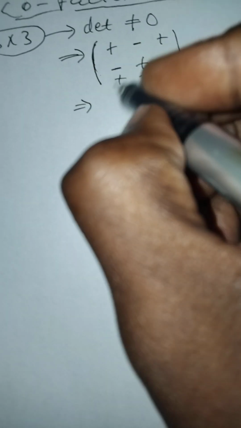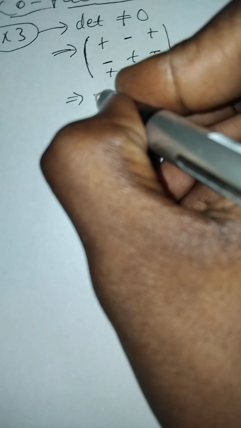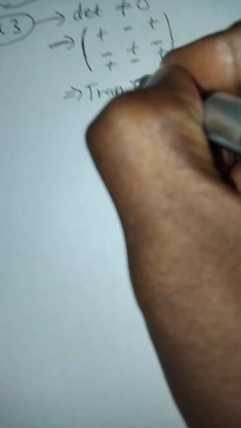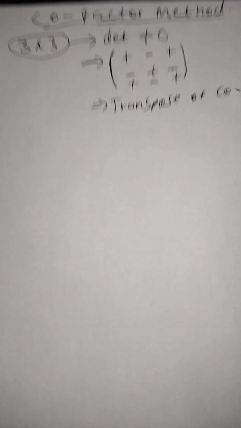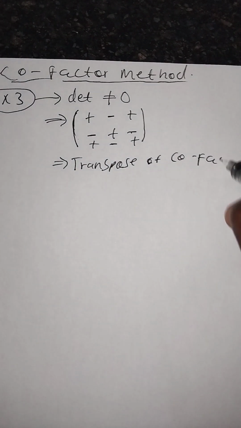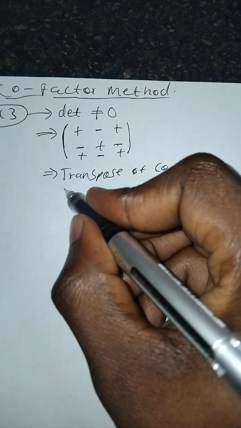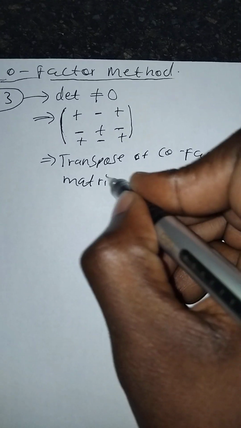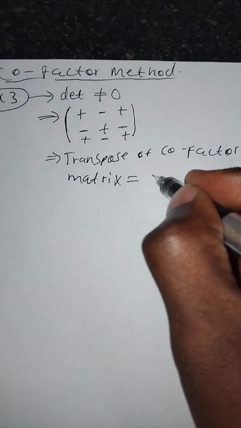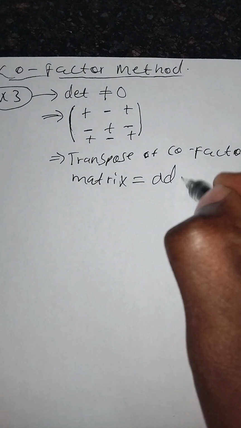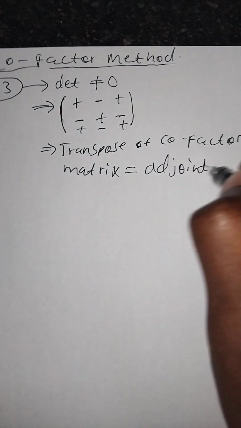And we have to know that the transpose of the cofactor matrix is equal to what we call an adjoint matrix.